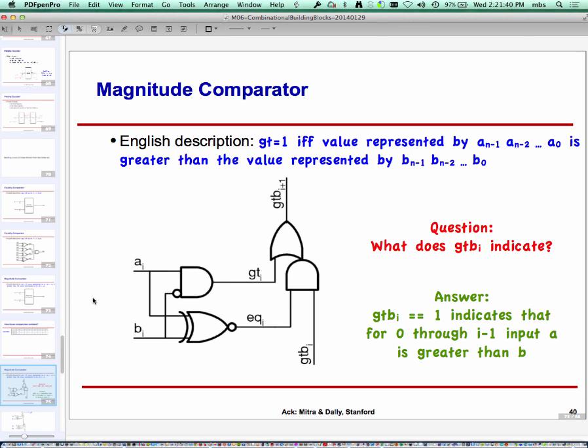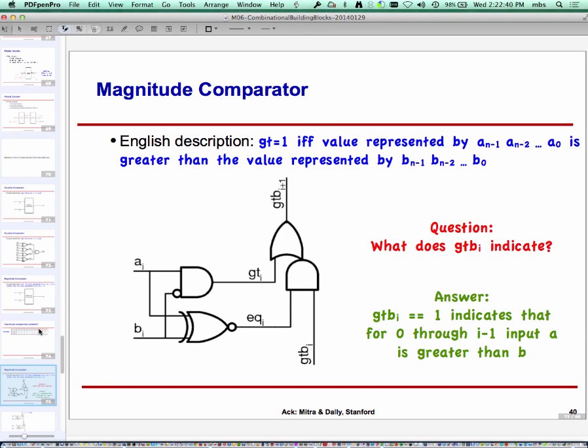What GTBI in this logic is going to indicate is that for bits 0 through I minus 1, input A is greater than B. If I look to the right of this position, whatever the number, it has decided that A is greater than B. So if this is 1, A is greater than B, and if for the lower bits A was greater than B, and for this bit A was equal to B, then for the next stage I'm still going to say that for positions 0 through I, A is greater than B. If on the other hand AI is greater than BI in this bit position, then nothing else matters, because that means the number A is greater, so we don't even need to care about the rest.